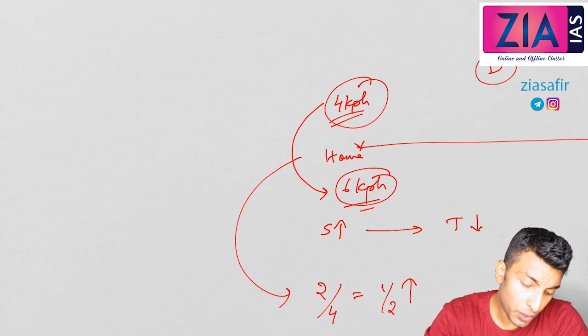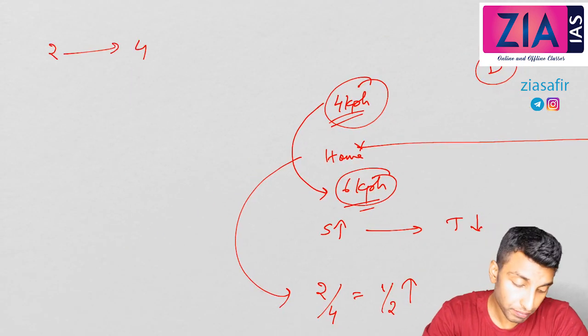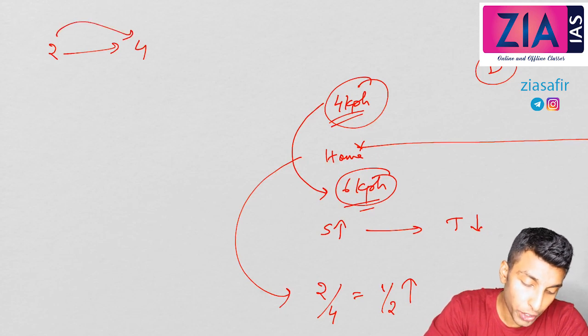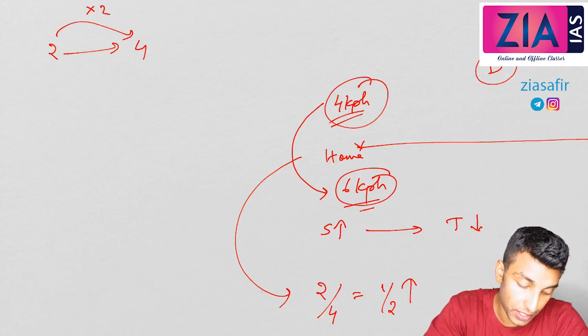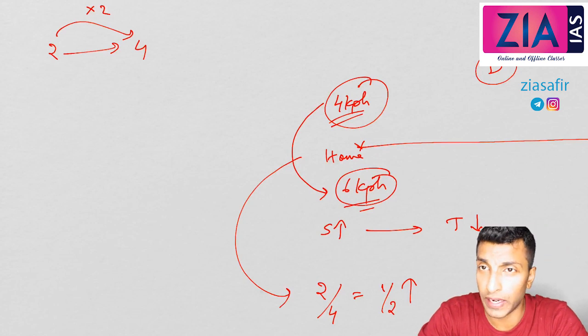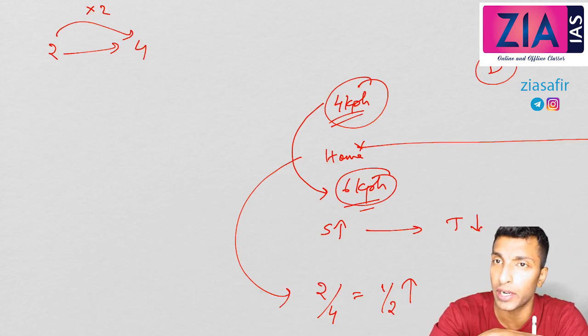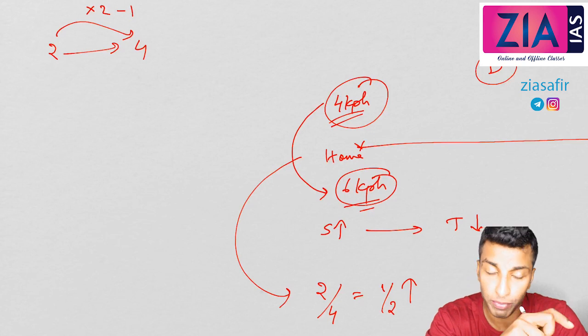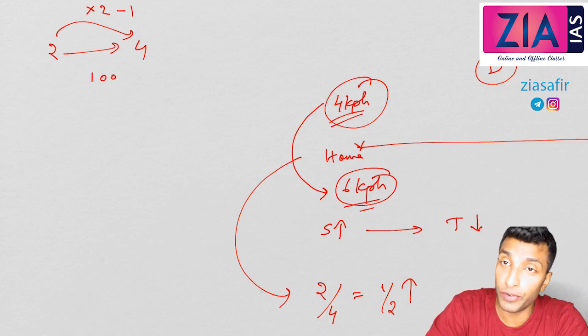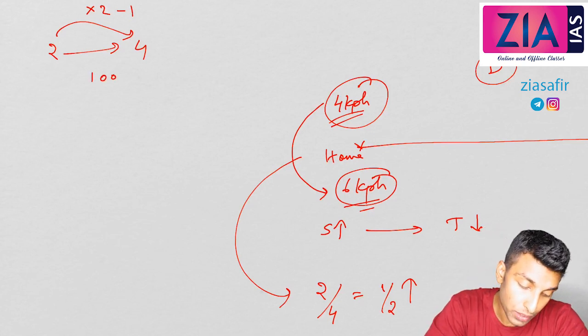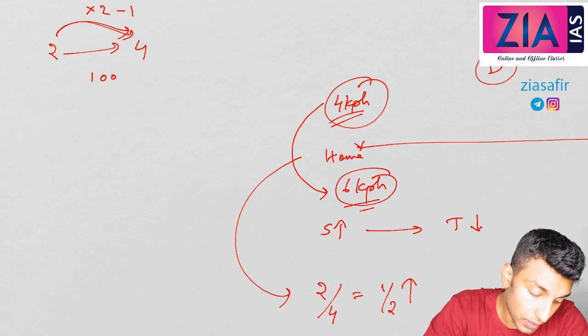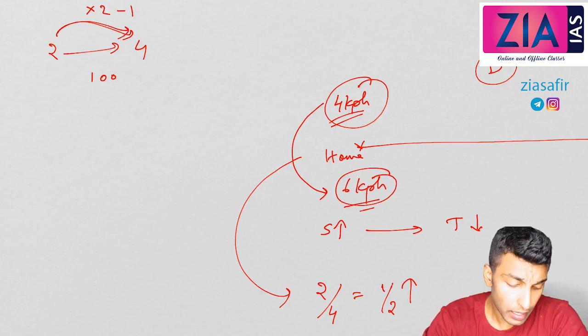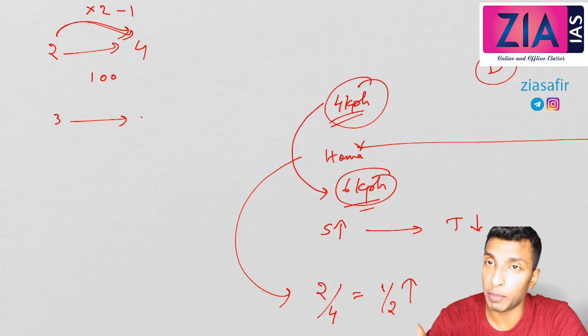Or how to calculate this percentage faster? Let's say 2 to 4. What you need to do is take the factor of multiplication here. Multiplied by 2, you will get 4. 2 into 2, you'll get 4. Or 4 by 2, you'll get 2, right? So take the factor of multiplication, minus 1, you will get 1. Add 2 zeros. So this is in case of 2 to 4. So 2 to 4, you get 100% increase.